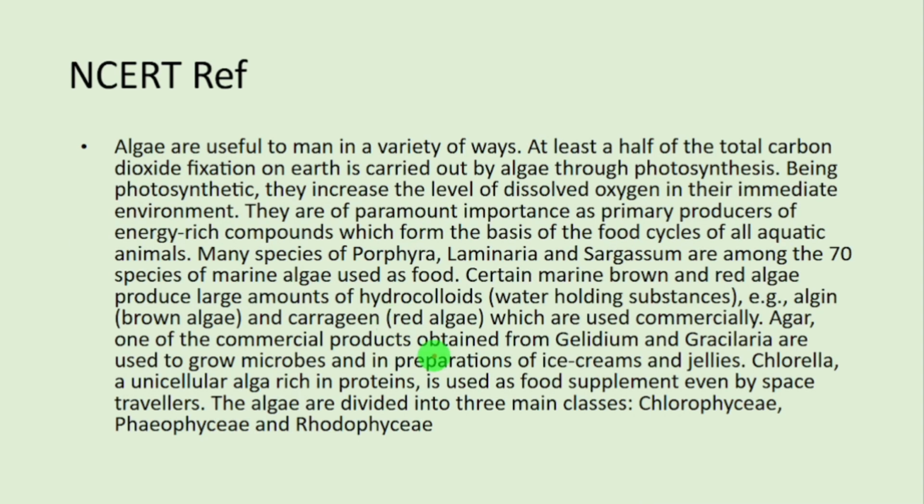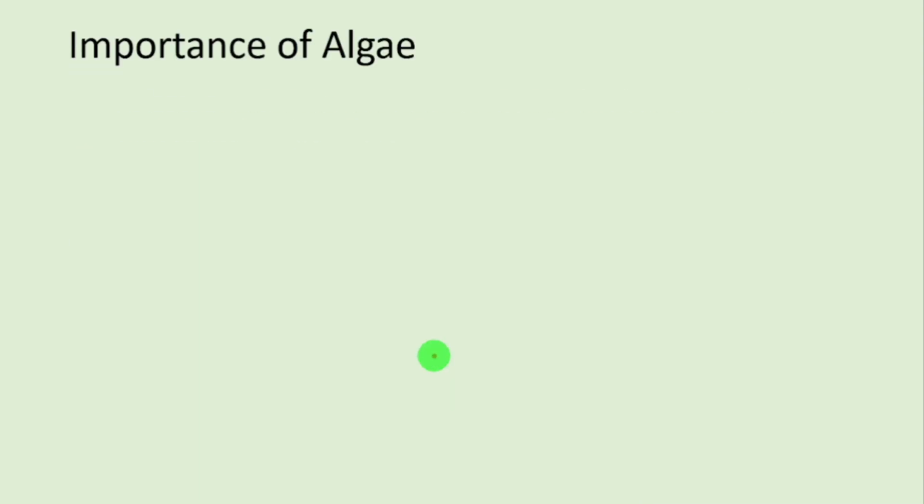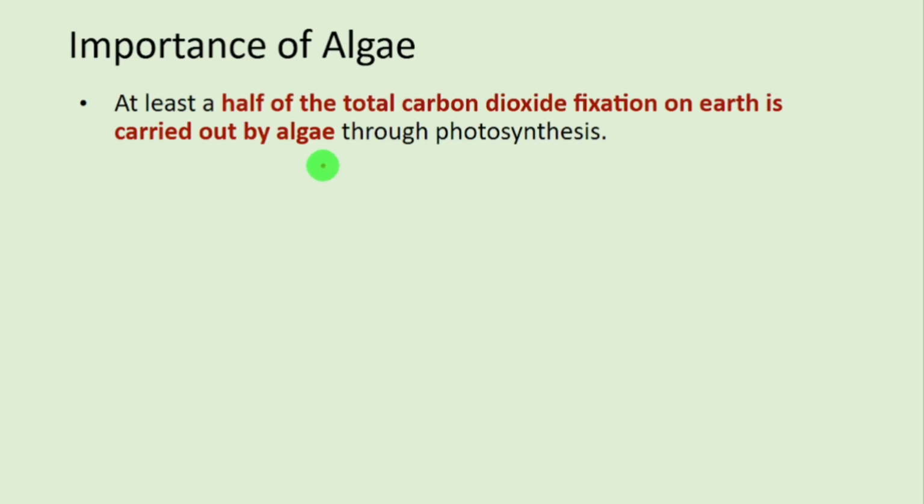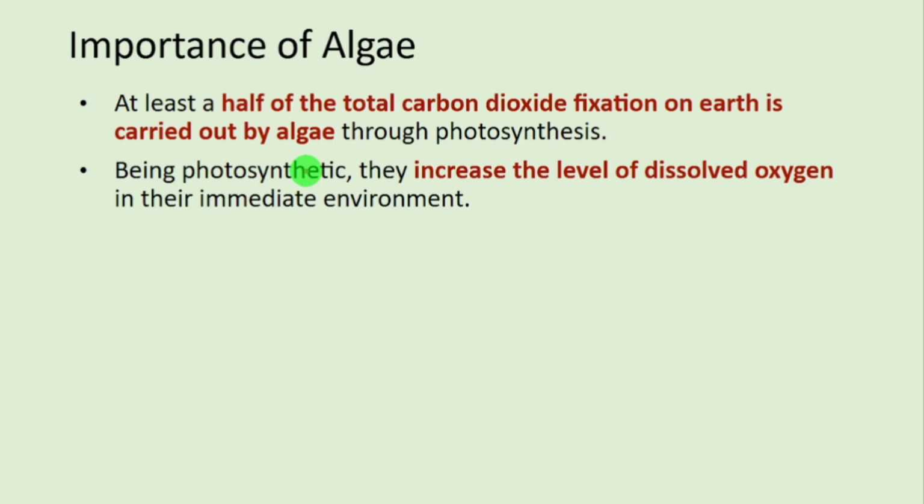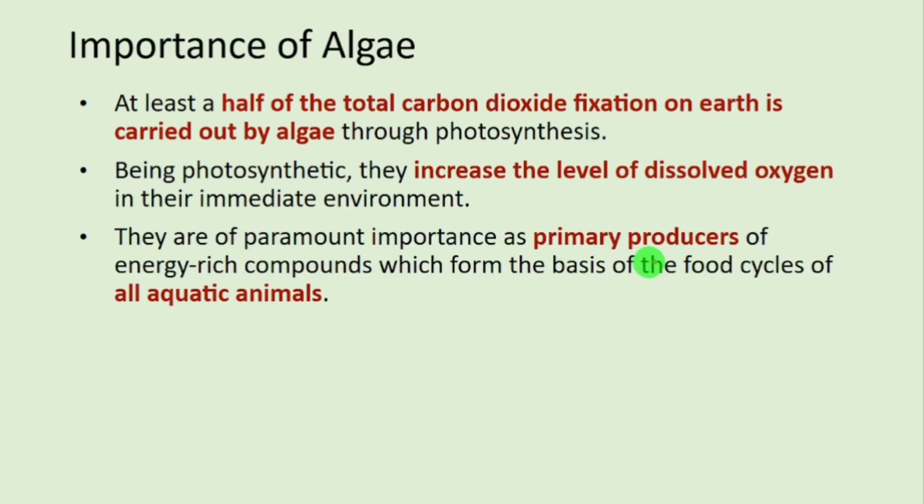Now, regarding importance of algae. This is something which is difficult to believe. Half of the total carbon dioxide is fixed by algae. So we always think that trees are important, but algae are equally important. Being photosynthetic, they increase the level of dissolved oxygen as well. And they are primary producers to aquatic animals. In the next slide, we will see the commercial importance of algae.